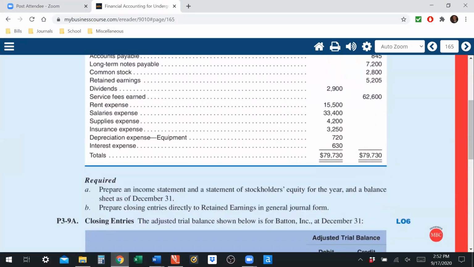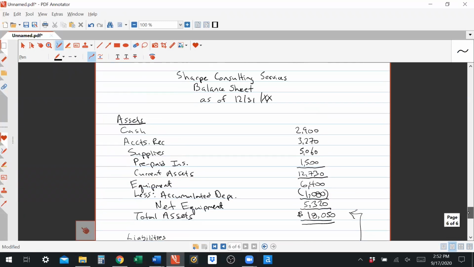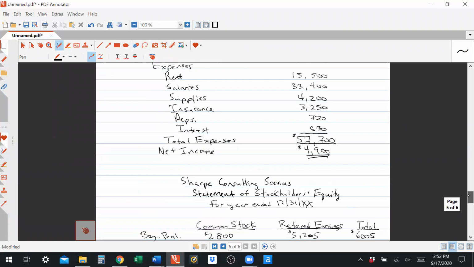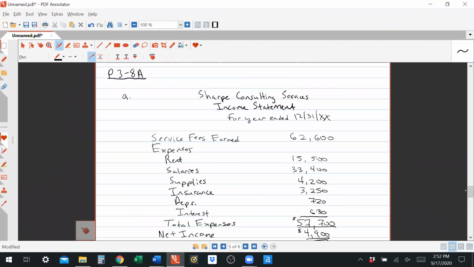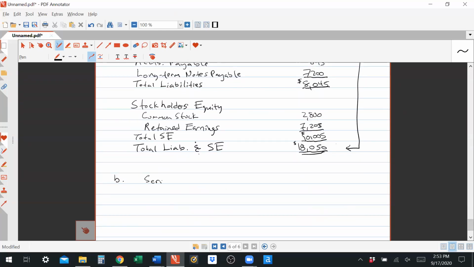In part B of this problem, we finished the 3 financial statements. And it says prepare closing entries directly to retained earnings. So to do the closing entries, we have to close out all of the revenue and expense accounts and the dividend account, those 3 accounts. There's only one revenue account, service fees earned. Revenues have a normal credit balance. So we got to make that account have a 0 balance. So we're going to debit service fees earned. So now that account will have a 0 balance in it. And we're going to credit retained earnings.